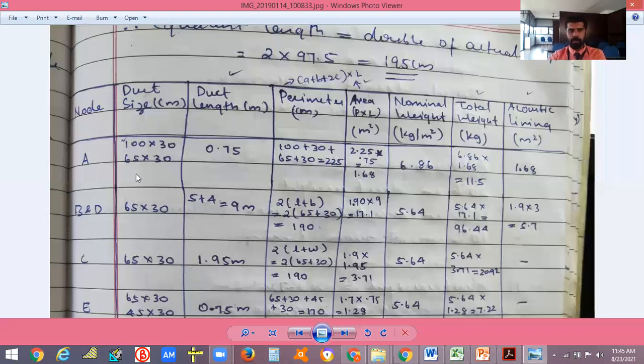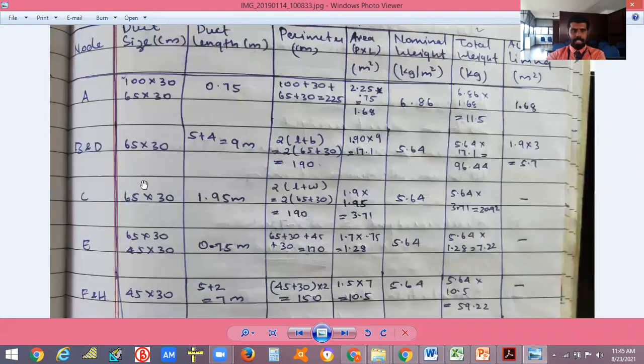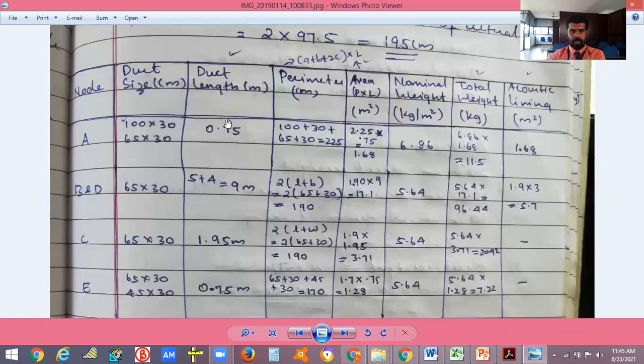What is B and D? B and D is a straight duct having same dimension, 65 to 30. Here also 65 to 30. Its length is 5 meter. Here it is 4 meter, not centimeter, meter. 4 meter. Okay, you understood that? So duct size 65 to 30. B and D. So duct length will be 5 plus 4, 9 meter. So what will be the perimeter of the duct?